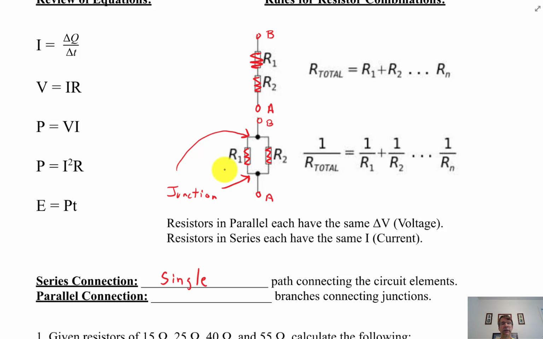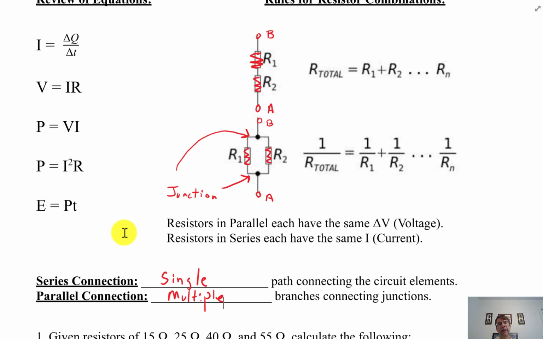So a parallel connection is multiple branches. Could be as few as 2 like we have in that diagram, or it could be 3 or 4 or 5. But the math is very similar to when we had capacitors in series. So we'll practice this. One thing I skipped over a little bit here, which will be exemplified in the examples. Resistors in parallel, like that second situation there, all have the same delta V, same potential difference, same voltage.